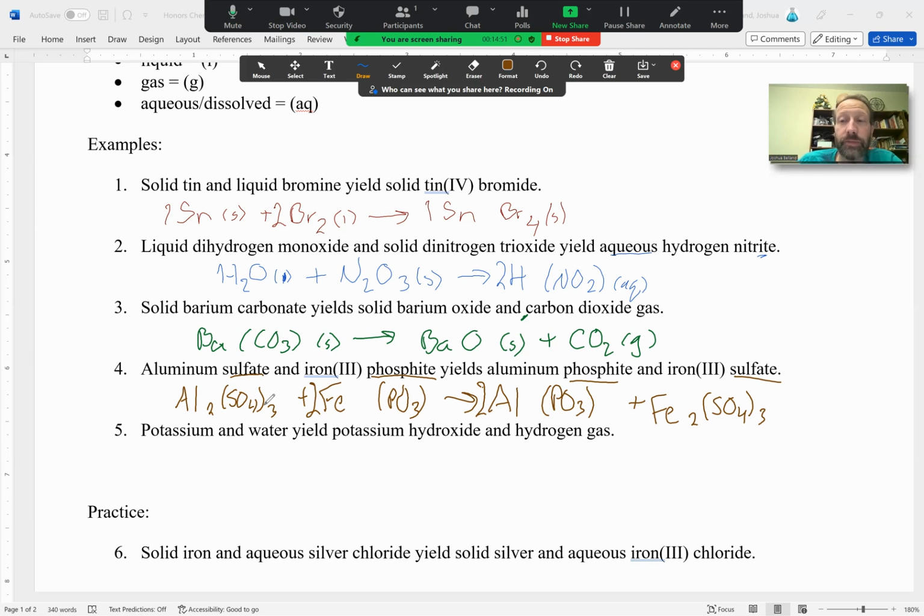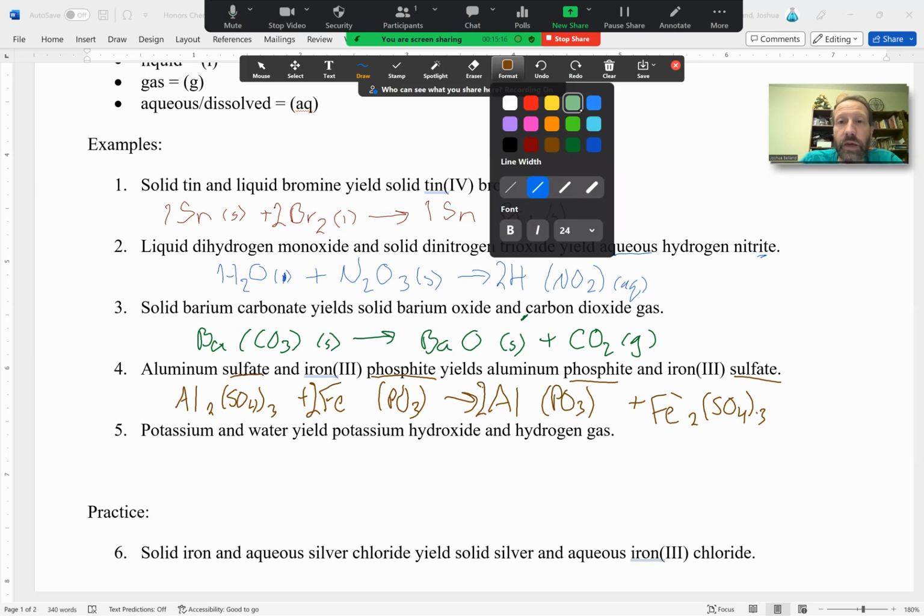But you'll notice I like to bounce back and forth like that. So one of the things I do when I think I'm done is I just go through linearly: 2 aluminums, 2 aluminums, 3 groups of sulfate, 3 groups of sulfate, 2 irons, 2 irons, 2 phosphide groups, 2 phosphide groups, balanced. Great.